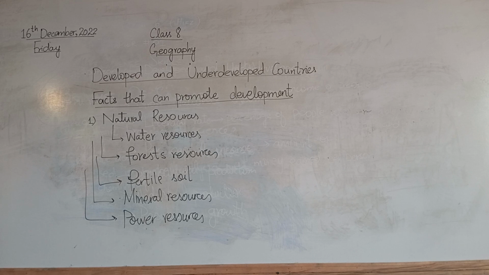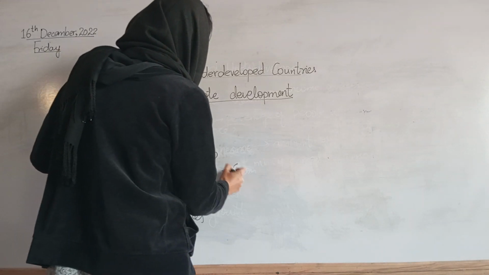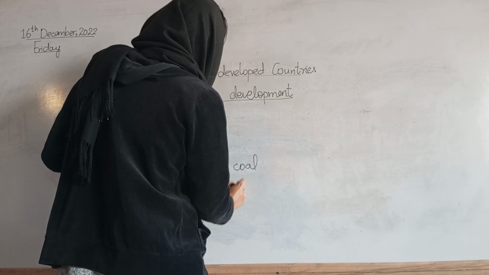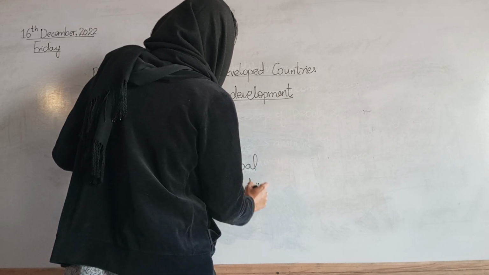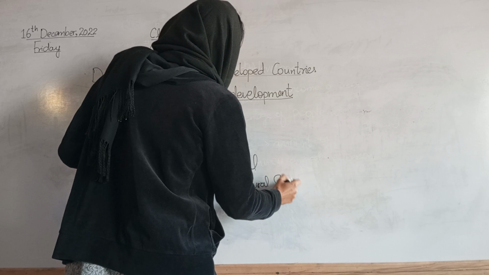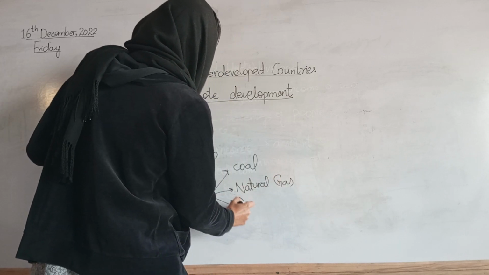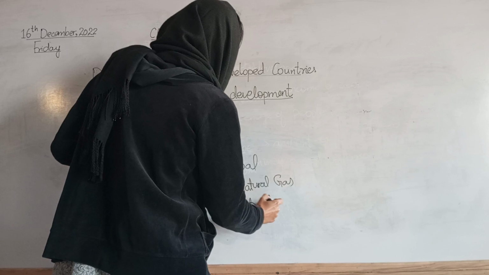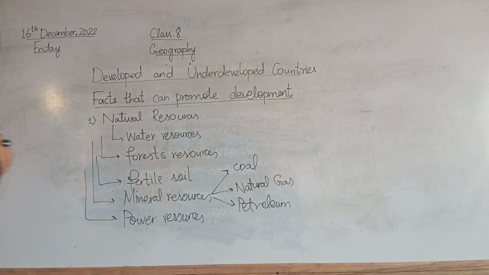And the power resources, like coal and gas, let's discuss about it. It's coal, it's natural gas, and it's petroleum. So if these resources are present in a country, like coal, natural gas and petroleum, they are helpful in converting a country from underdevelopment towards development.